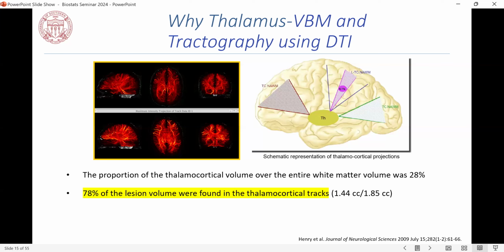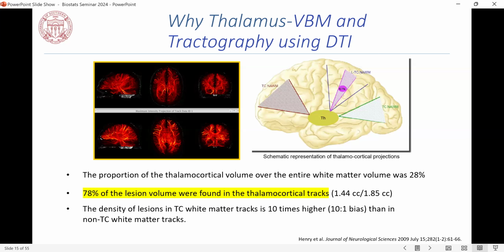So what is the thalamus? The thalamus is more like your cable switchboard. All those cables, the white matter tracts, come to the thalamus, and they do a switching. It's like a switching station. All those cables communicate through this station. It's called the thalamus. So this is like a surrogate for the white matter disease. The density of lesions in the thalamus white matter tract is 10 times higher than in the other white matter tracts.